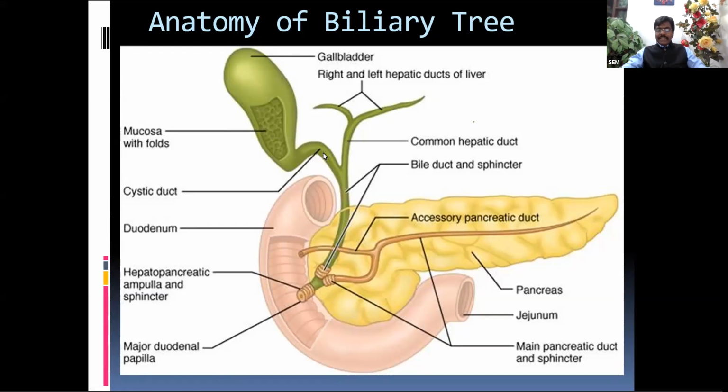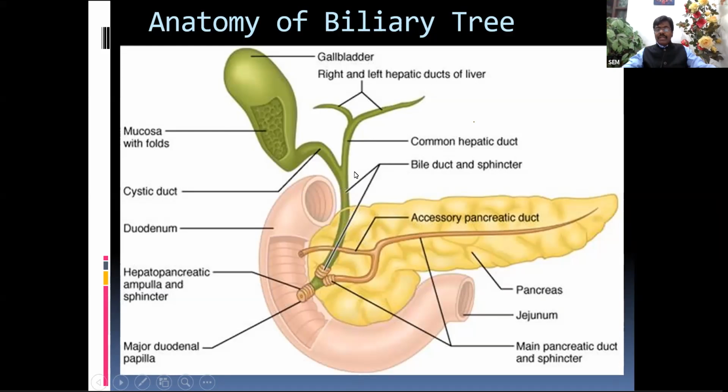So the cystic duct joins with the common hepatic duct to form the bile duct. The bile duct, watch me, has four important parts. That is supraduodenal, retroduodenal, that is behind the duodenum, then intrapancreatic, and intraduodenal. You have to watch all these four. Out of that, the most important, of course, is the supraduodenal, that is just above the first part of the duodenum.